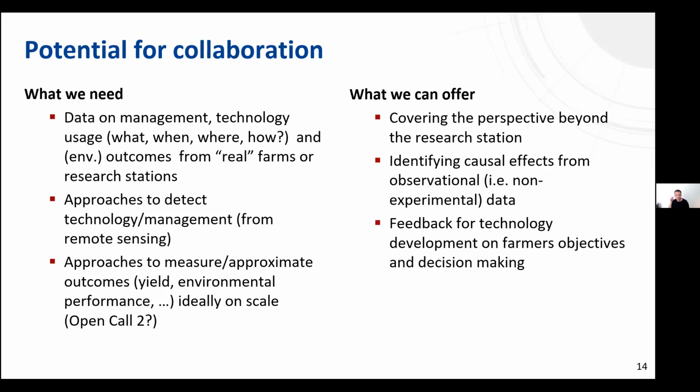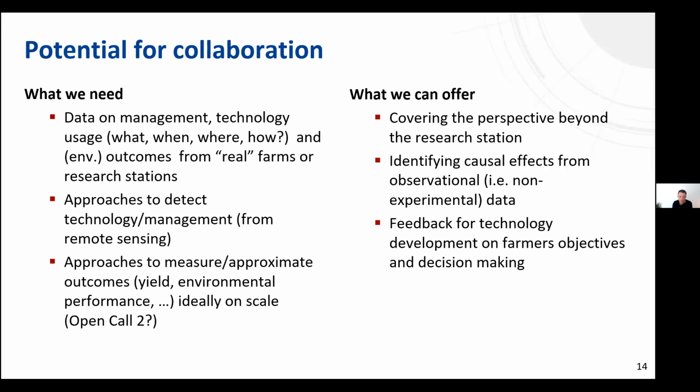What I want to end with is that I thought about potential for collaboration within FINROP, and I basically structured that in two parts: what I think we need and what we can offer. So in terms of what we need, I think I've stressed that sufficiently. So anything in terms of data on management or technology usage, so what, when, where, how is used, as well as environmental outcomes from real farms, ideally, or also from research stations. So if there is any information from research stations on where what technology is used, then that would also be really interesting and useful for us.